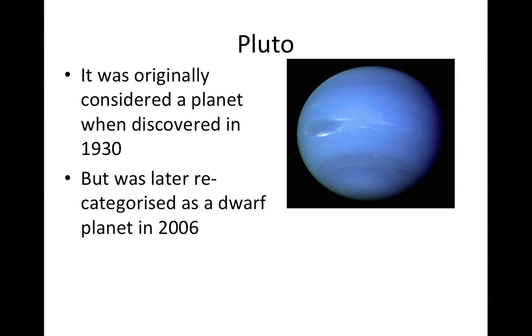Well, we're going to talk now about Pluto. Pluto was originally considered a planet when it was discovered in 1930, but it was later recategorized as a dwarf planet. So Pluto is not a planet in the solar system.